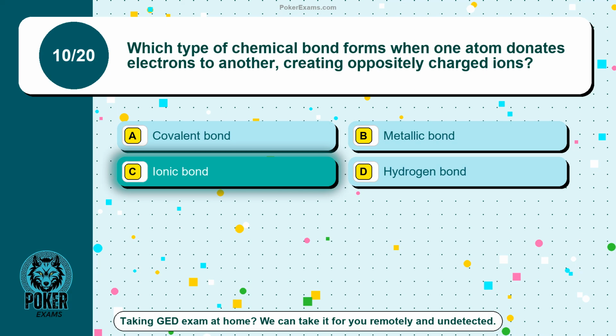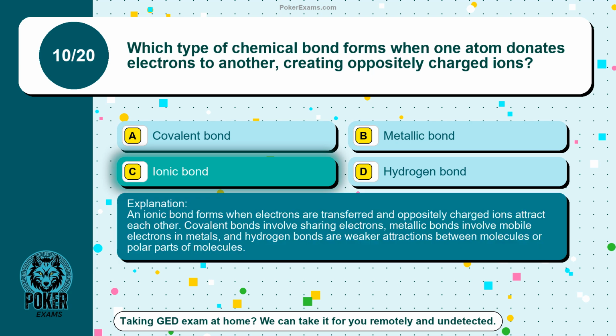The correct answer is option C. Ionic bond. An ionic bond forms when electrons are transferred and oppositely charged ions attract each other. Covalent bonds involve sharing electrons, metallic bonds involve mobile electrons in metals, and hydrogen bonds are weaker attractions between molecules or polar parts of molecules.